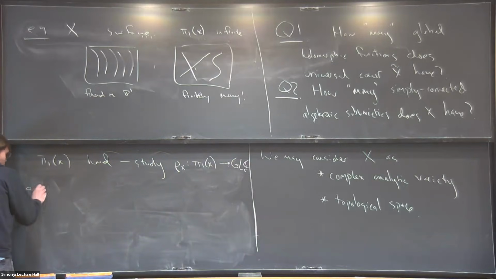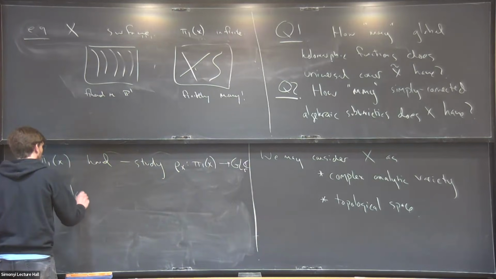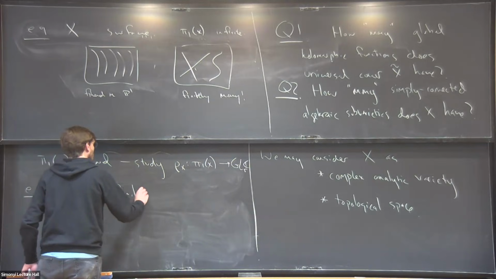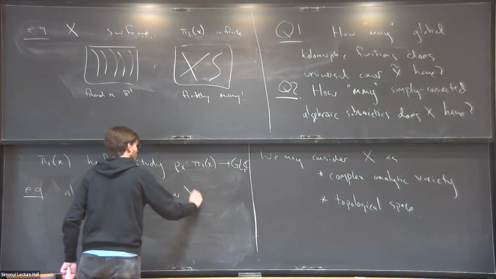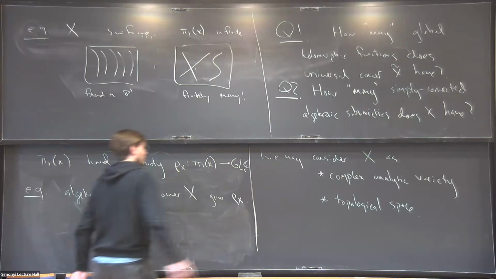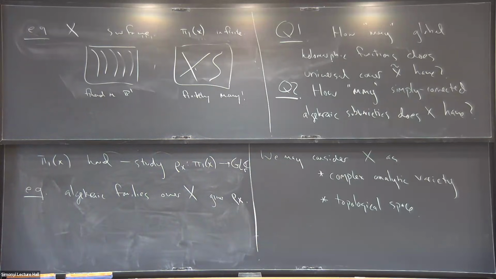And how do we, okay, well, that begs the question, how do we make representations of the fundamental group? Well, one way to make representations of the fundamental group is with families of algebraic varieties. Algebraic families over X give representations of the fundamental group. Okay, so let me give you an example of this.